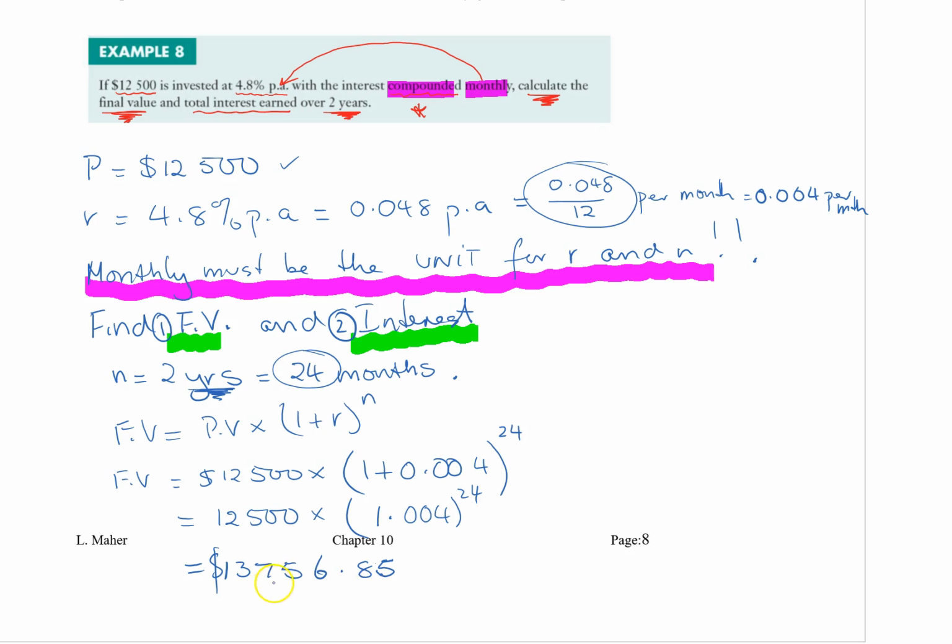And so we've got 13,756.85. Now, the question asks for not only the future value, so that would be our future value, but also the interest. Remember me writing before that the actual compound interest earned is the difference between the future value, which is 13,756.85, the amount that's in the account at the end of the investment period, minus the amount that was put in, which is the 12,500.